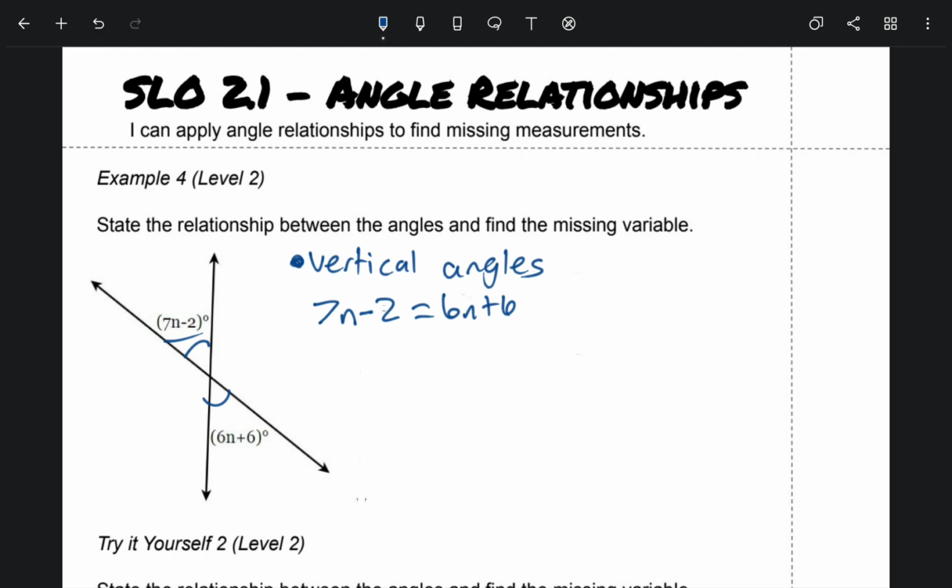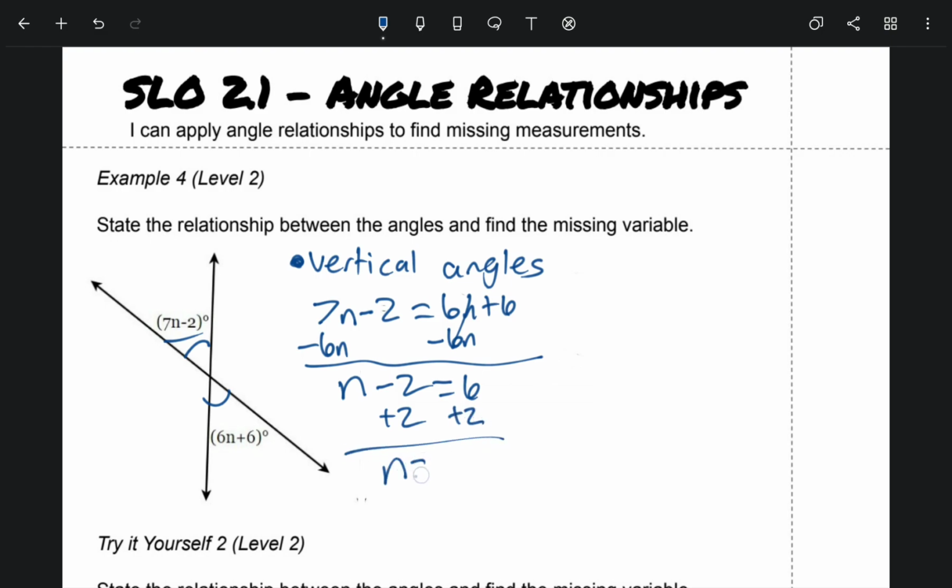We don't have any like terms on either side, so I'm just going to start subtracting 6n from both sides to get it out of the right side and only on the left. So we get 7n minus 6n, which gives us 1n minus 2 equals 6. Add 2 to both sides. We get n equals 8.